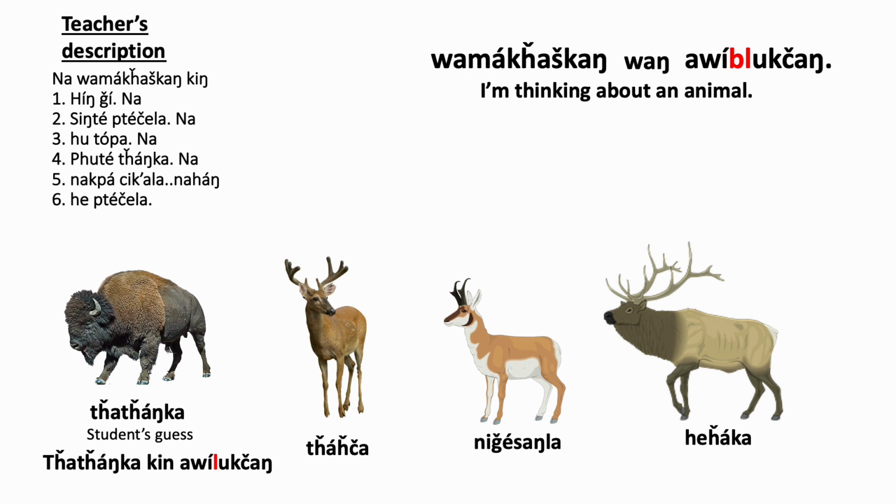Okay, after you say Wamakashkawa awiblukchan, then you start to describe them. Then you can begin it by saying na. So remember, na is our connecting word. It means and. Na wamakashkaki, and the animal, hinchi, has brown fur. Na sinteptechila. And so right off the bat, they're going to be looking, okay, they all have brown fur, so that's not going to help them. Sinteptechila, they all pretty much have short tails, so that's not going to help them. Na hutopa, that's not going to help them.